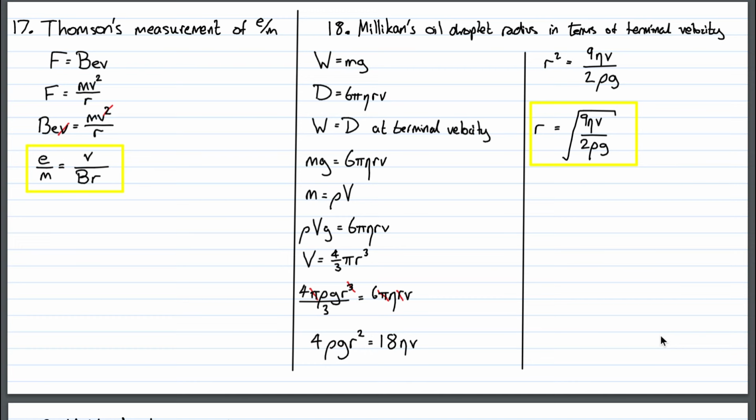Now, moving on to what I think all students should know, but it's specifically talked about in the turning points option of AQA, Thomson's measurement of the specific charge of the electron. And this is the experiment where we have electrons following a circular path in a uniform magnetic field.